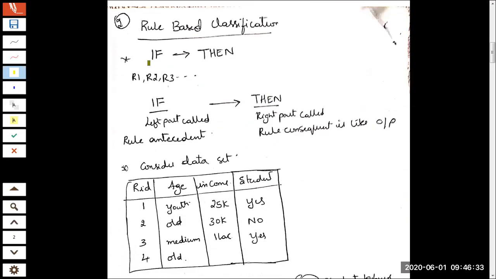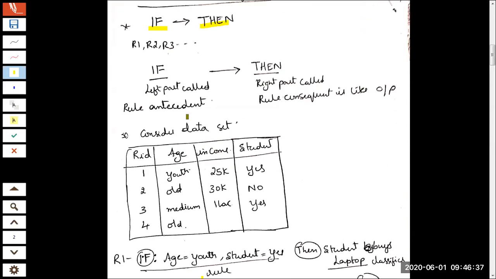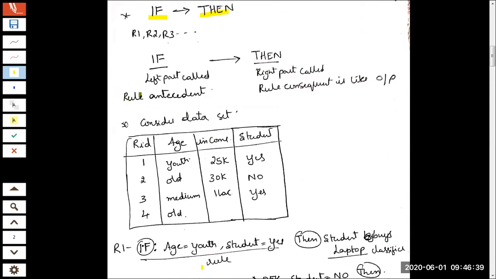Already I had told you a rule will be something like this, if-then. The if is nothing but the condition. The antecedent that I told you is nothing but the if part. The consequent, or the class that I told you, is nothing but the then part. That's it. So a rule classifier is also called an if-then statement.